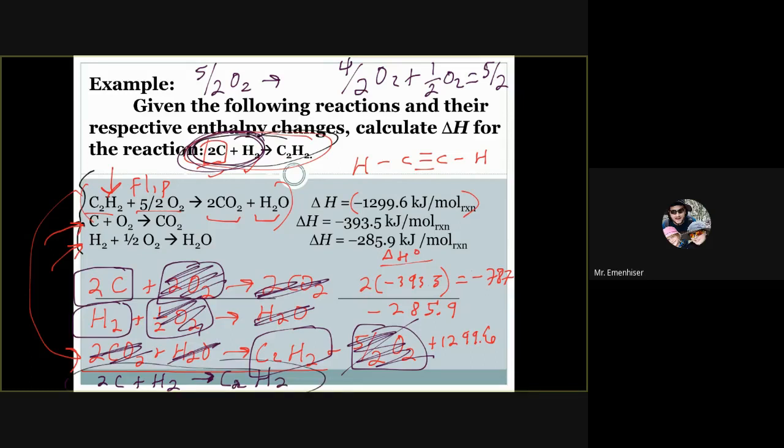And then if we add up all of these, if we add up negative 787 plus the negative 285.9 and then a positive 1299.6, we will get our delta H of our reaction. The total delta H for this target reaction will be 226.7 kilojoules per mole of reaction. So that's our answer for this one. So I just wanted to go through this one again since it's really simple and it's easy to see what's going on. And so that is Hess's law.